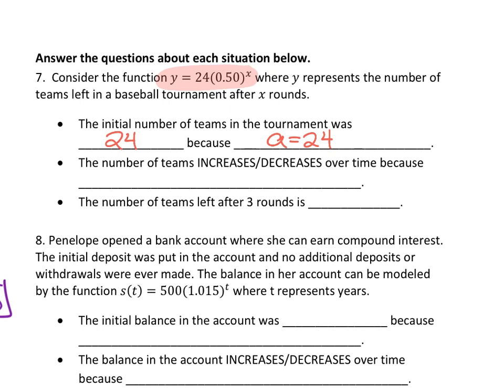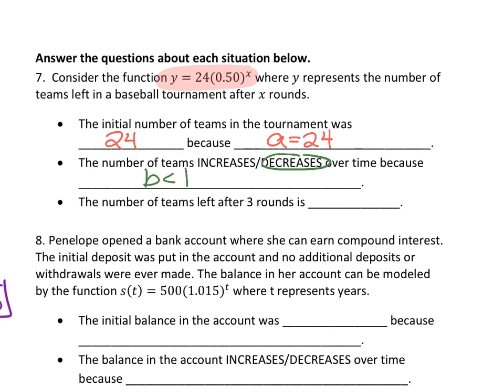Second sentence says the number of teams blank over time. Does it increase or decrease? It decreases because it's less than 1. Because B is less than 1. Very good. Because that's the number in the parentheses. If the number in the parentheses is less than 1, it's decreasing.